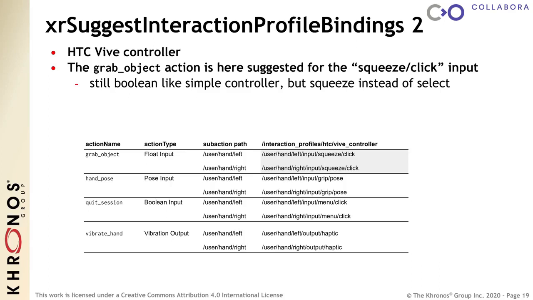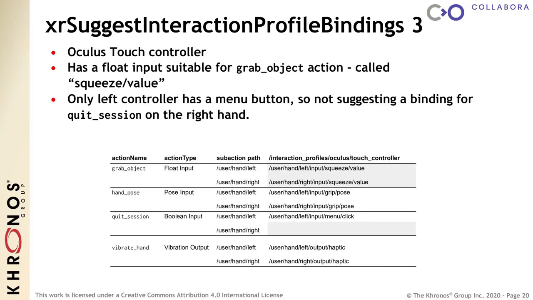The second example is the HTC Vive Controller. Here you can see that we've bound the grab object action to a different path. That's because the Vive Controller has those grip or squeeze buttons on the side, rather than a button simply labeled select. So the squeeze button, which is still a Boolean, like the simple controller, is now being suggested as our binding for grab object. Just as before, the Boolean will be converted to a float.